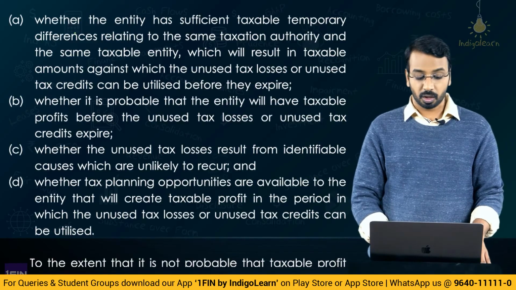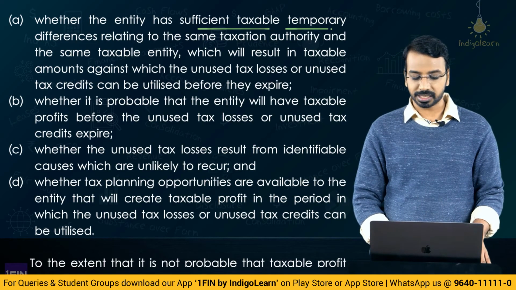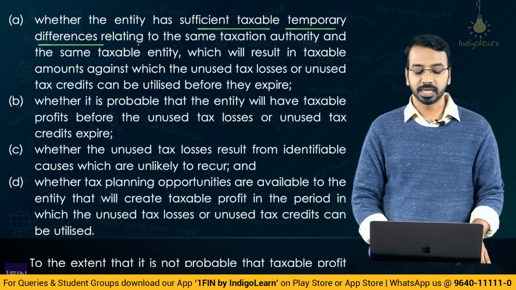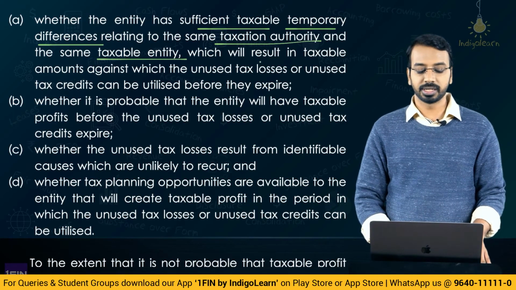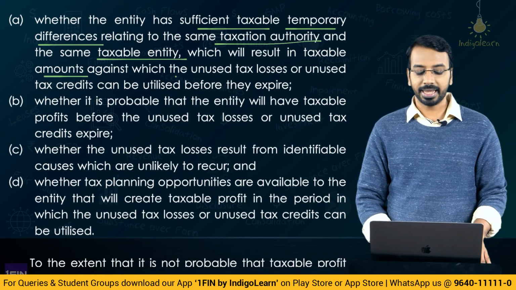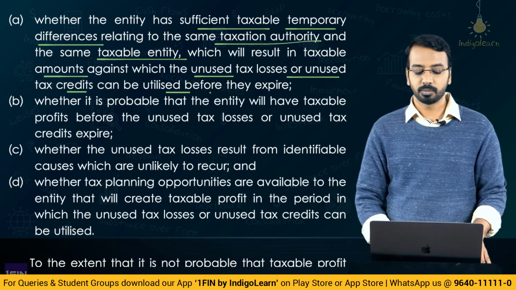So the first thing is whether the entity will have sufficient taxable temporary differences relating to the same authority and the same taxable entity, which will result in taxable amounts against which the unused tax losses or unused tax credits can be utilized before they expire.